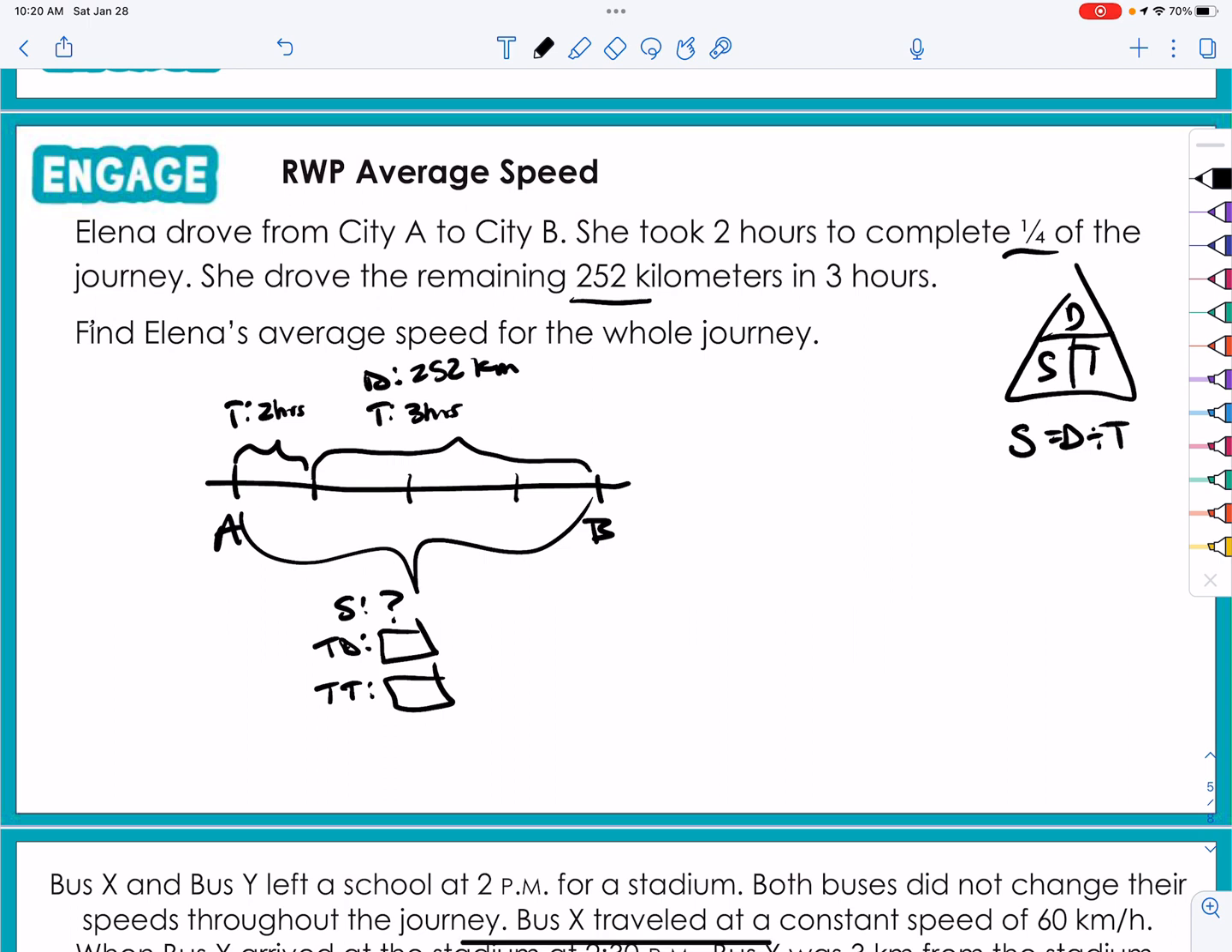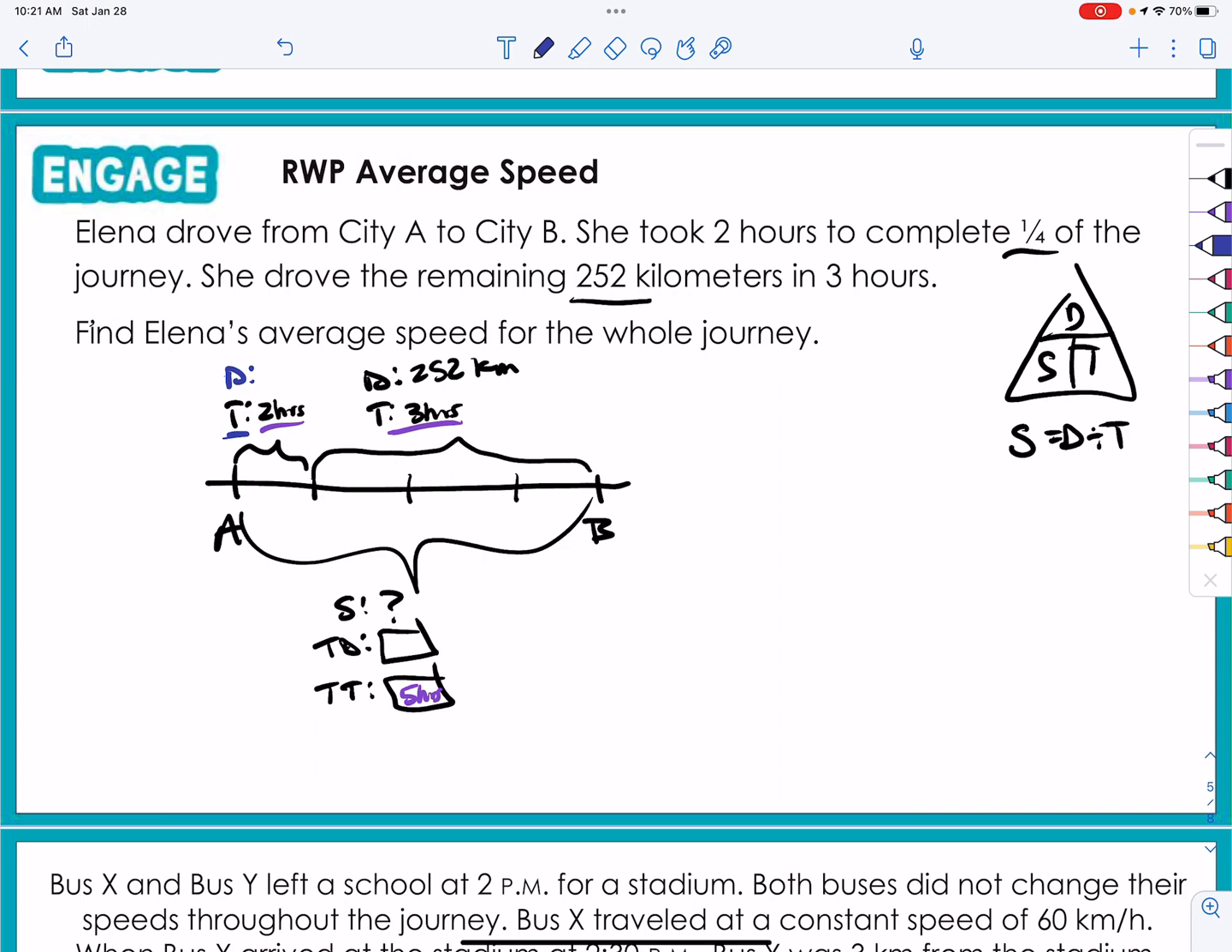Now, the first thing that really stands out to me is this first chunk is 2 hours. That last chunk is 3 hours. So that must mean it took her a total of 5 hours. Great. Now we need to calculate the total distance. Now, we know the distance from this second part, but we don't know the distance from this first leg of the journey. And they only give us time there. They don't give us speed. So we don't have enough information just from looking at that little section to figure it out.